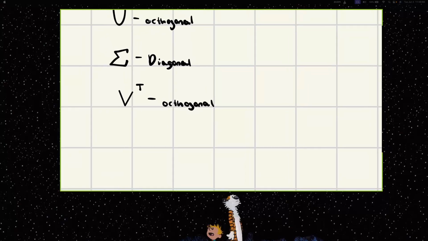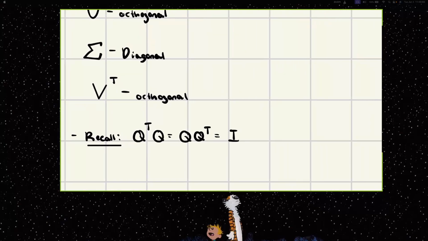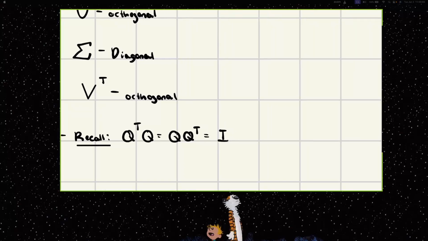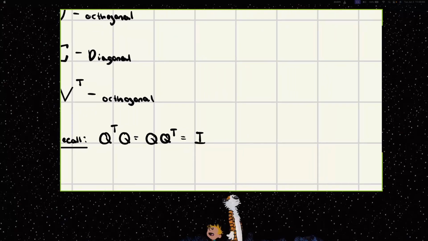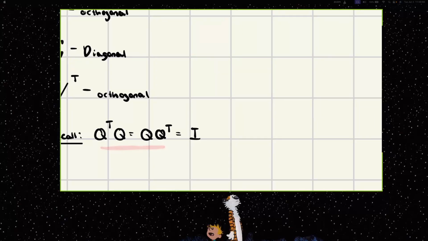The important thing is to recall this idea of orthogonal matrices. We say that a matrix Q is orthogonal if Q transpose Q is the same as Q Q transpose, which is in turn the identity matrix. So the product of the transpose of a matrix and the matrix itself is equal to the identity matrix, and of course we want it to commute.